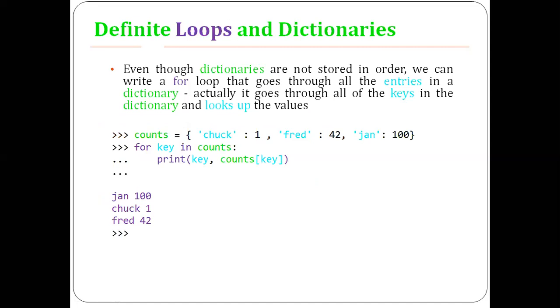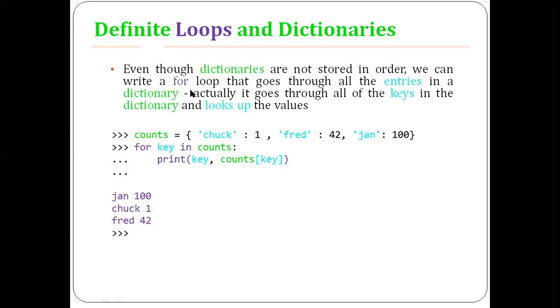Unlike a list, definite loops can also be used with dictionaries, right? So you can use definite loops with the list, as well as the for loop with dictionaries. Look at this. Even though dictionaries are not stored in order, we can write a for loop that goes through all the entries in a dictionary, right?